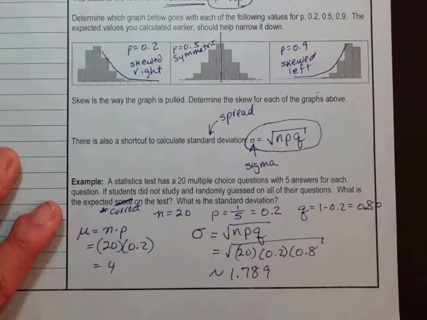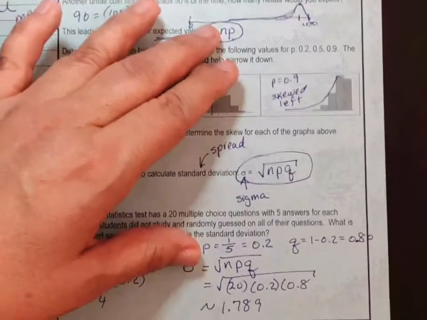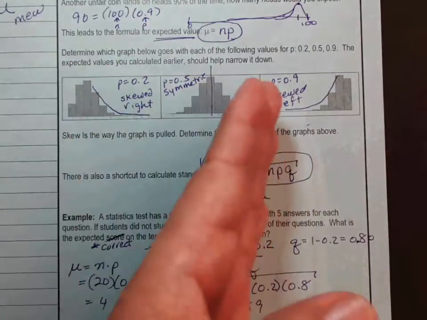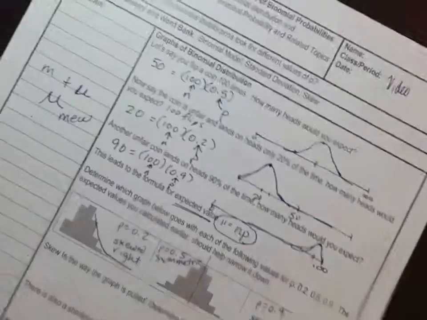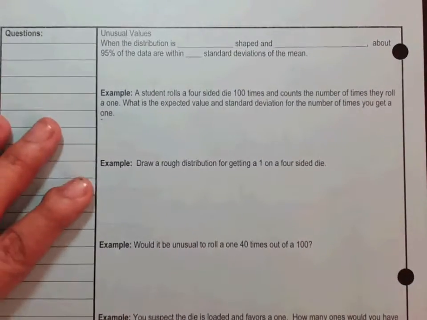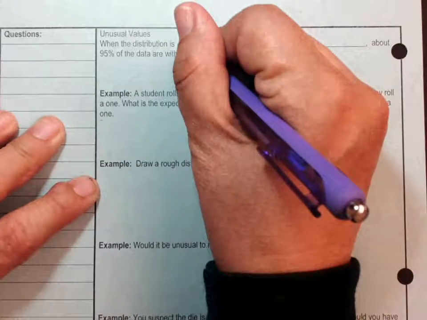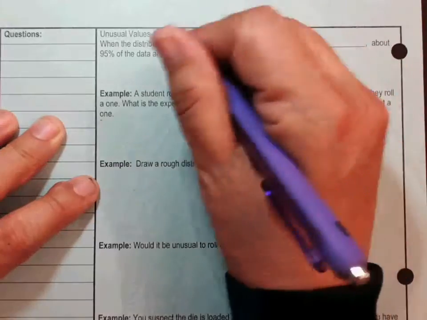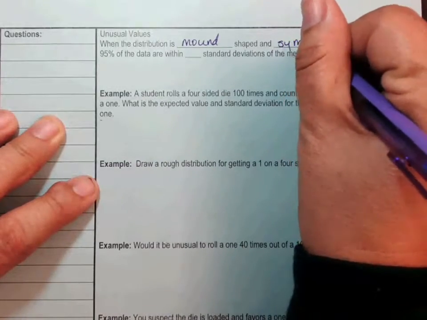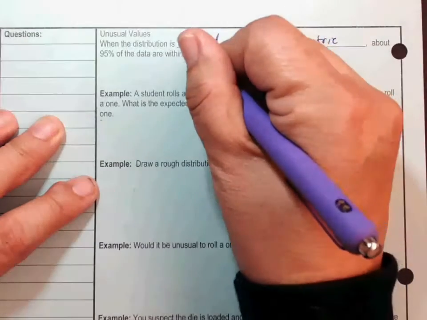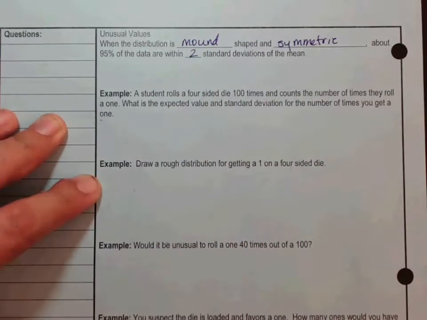So the first part that we learned was basically how to find expected value and standard deviation, which is width, and we understand where the shape is, and spread. Now we have a very cool rule, and we're going to be using this more in the next unit as well, and that is when the distribution is mound-shaped, like the center one that we had, and symmetric, about 95% of the data are within 2 standard deviations of the mean. So what does that mean?